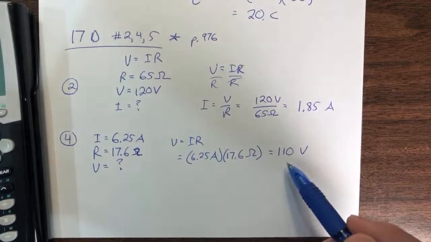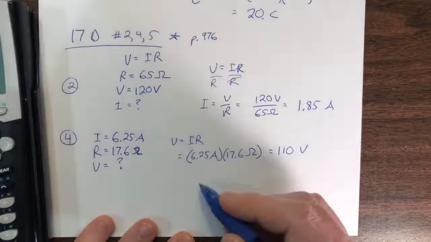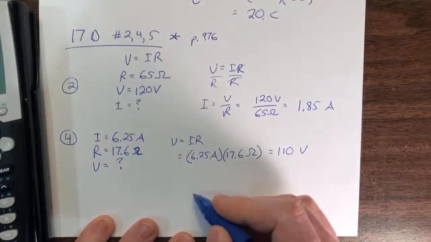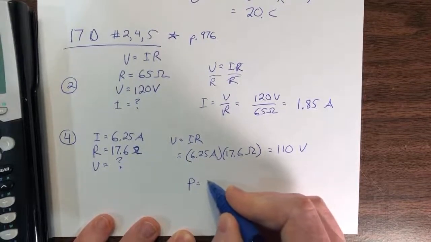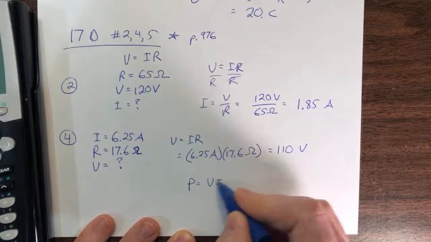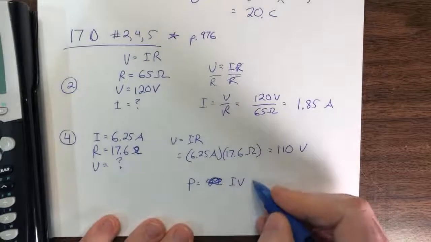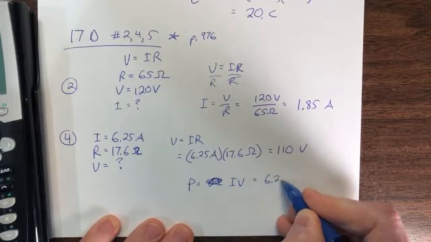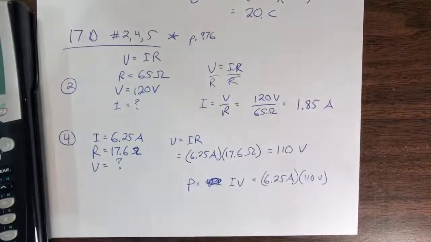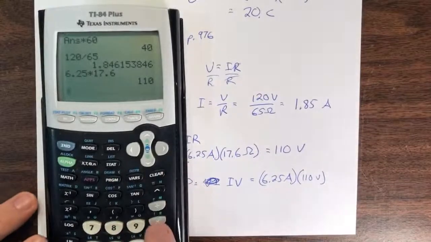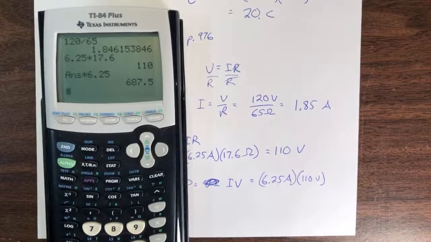So let's check the power. We're going to calculate power here, and let me just look ahead real quick just for fun and see what is the power of this microwave oven. Your power is going to be your voltage times the current, or I think it's typically written IV, so the current times the voltage. In this case, we have a current of 6.25 amps, and a voltage of 110 volts. 110 volts makes a lot of sense, but let's multiply this by 6.25.